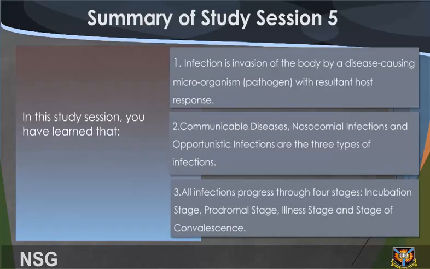Summary: in this study session, you have learned that 1. Infection is invasion of the body by a disease-causing microorganism, pathogen, with resultant host response. 2. Communicable diseases, nosocomial infections, and opportunistic infections are the three types of infections. 3. All infections progress through 4 stages: incubation stage, prodromal stage, illness stage, and stage of convalescence.